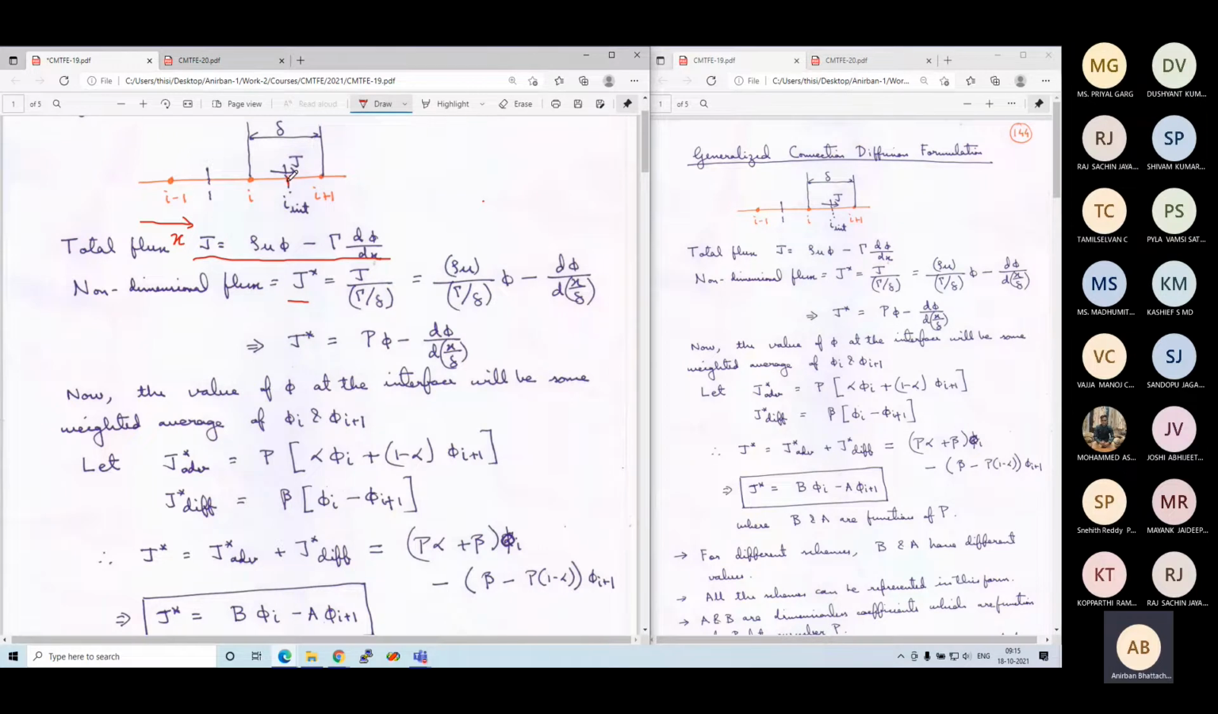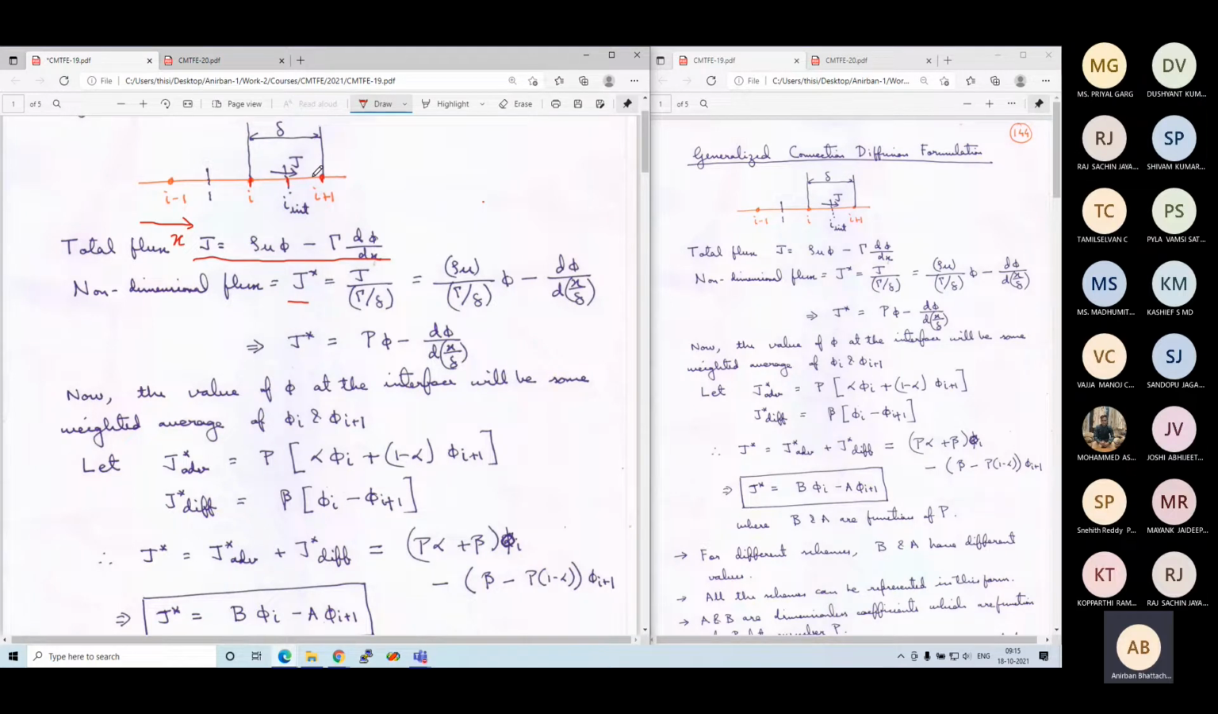phi at the interface. Okay, these are at the interface. J is, we are trying to calculate the flux at the interface. So we can assume that this is some weightage average of the adjacent grid point values. What is the weight? What is the extent of different weights for I and I plus 1? This will depend on different schemes and different Peclet numbers basically.